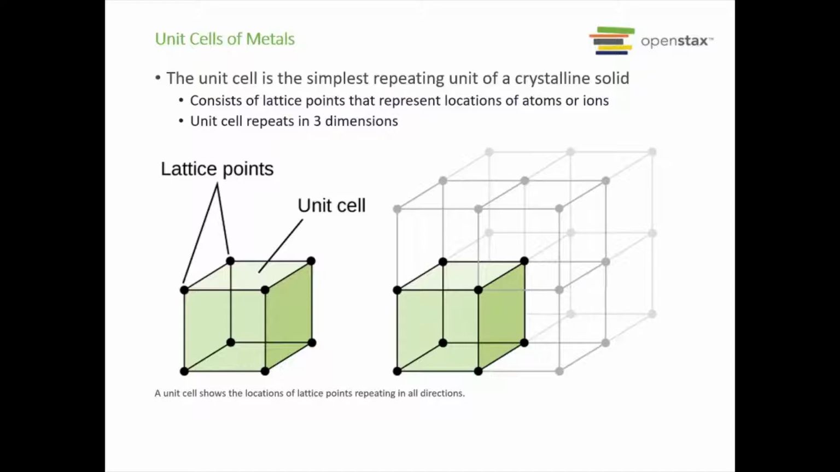So these have lattice points that represent the locations of atoms or ions. And the cell repeats in 3 dimensions. So it doesn't just go in one direction, it goes in every single direction. You can see the picture below showing you the black dots are lattice points, which represent where the atom or ion might be. And then you have the unit cell, showing it in a bigger structure, how it's repeating in every direction.